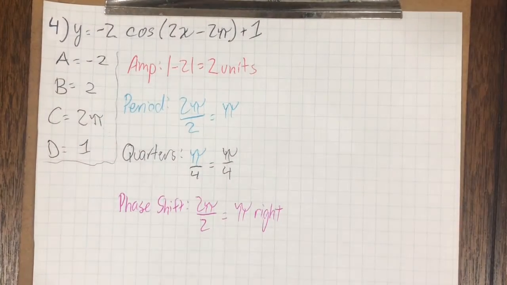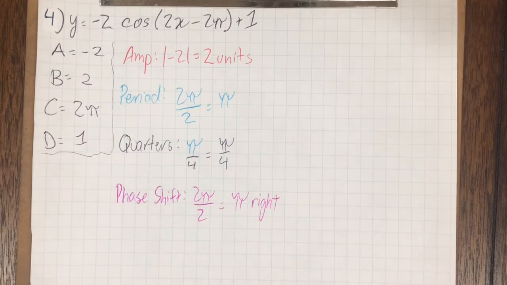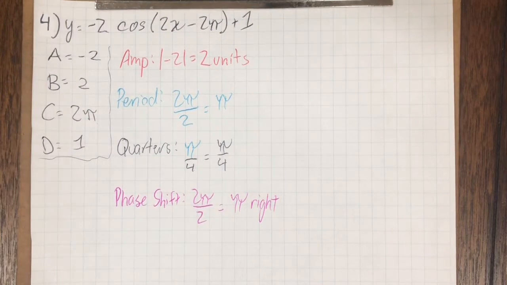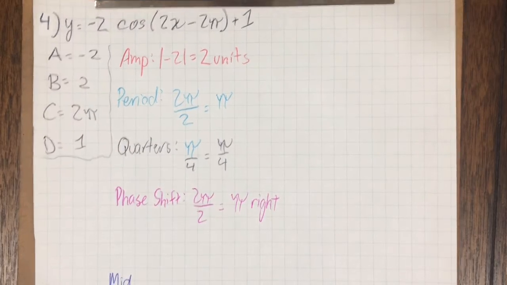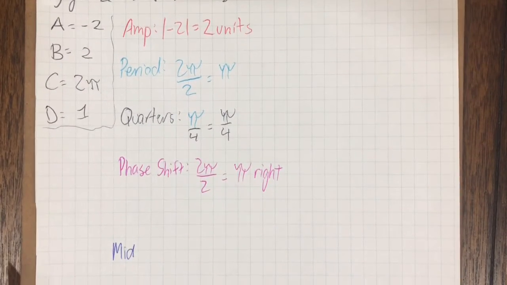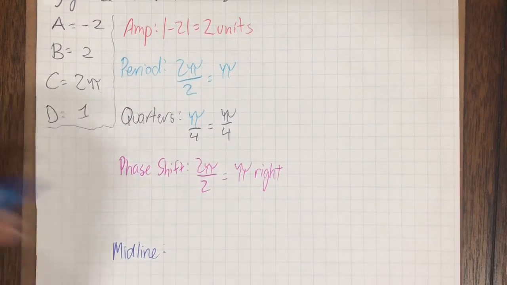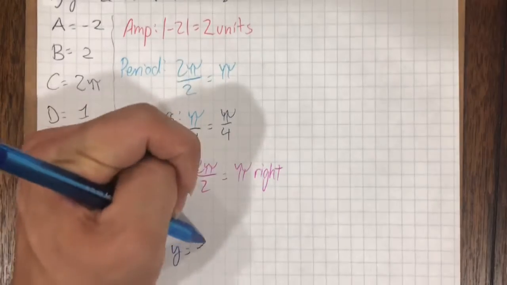All right. So then we have our lines, the mid line, the max line, and the min line. But things may be a little bit different based on having an actual negative over here. Let's see what happens. So we have the mid line. I take my y is going to equal my value for d, which in this case is 1.